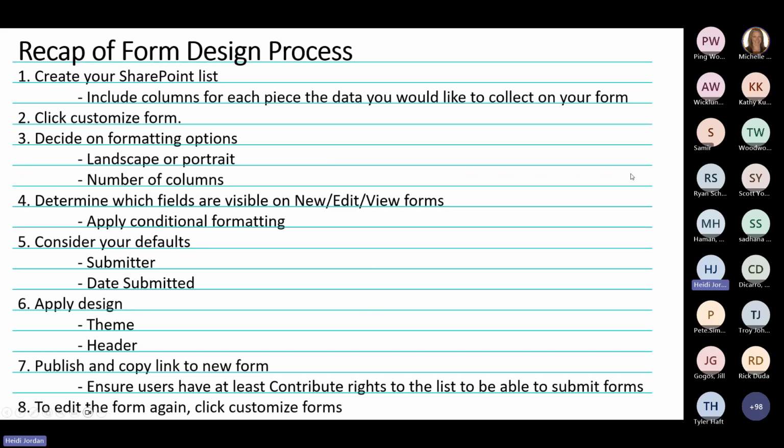So I did put a little note card together here of the entire design process that we just did. If you are going to try this out, this is what you need to do to create your list: work backwards, click on that customize form, determine your formatting options, especially landscape and portrait and how many columns you're going to have. Determine which fields are visible on the new and edit, and then consider your defaults, like I just mentioned, like the submitter and the date submitted, and then do your design at the end. And then you can publish and copy, which we didn't really show how to do. So let me just show you how to finish this out.